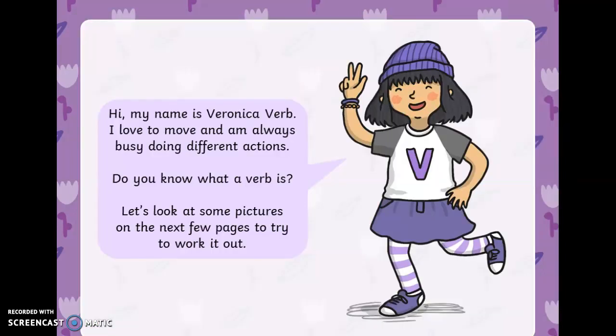Hi, my name is Veronica Verb. I love to move and I'm always busy doing different actions. Do you know what a verb is? Let's look at some pictures on the next few pages to try to work it out.